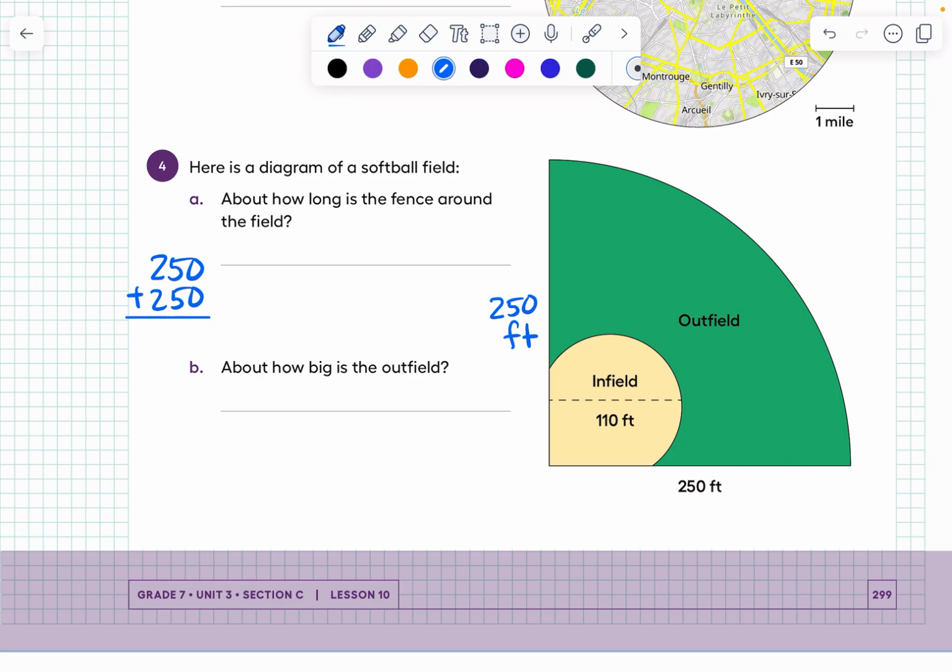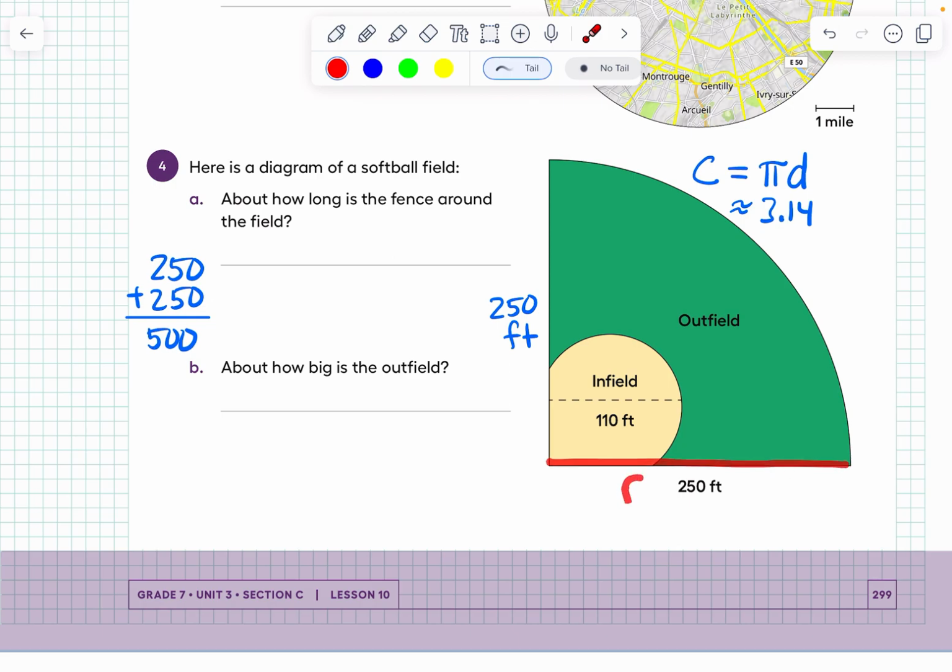250 plus 250 is 500, okay? And then we're going to do C equals pi d. I'm going to do this over here, C equals pi d. So I have approximately 3.14, and now we need to figure out the diameter of the circle. Since this is a quarter of a circle, this in red would be the radius. So the radius would be 250. If the radius is 250, then the diameter would be 500.